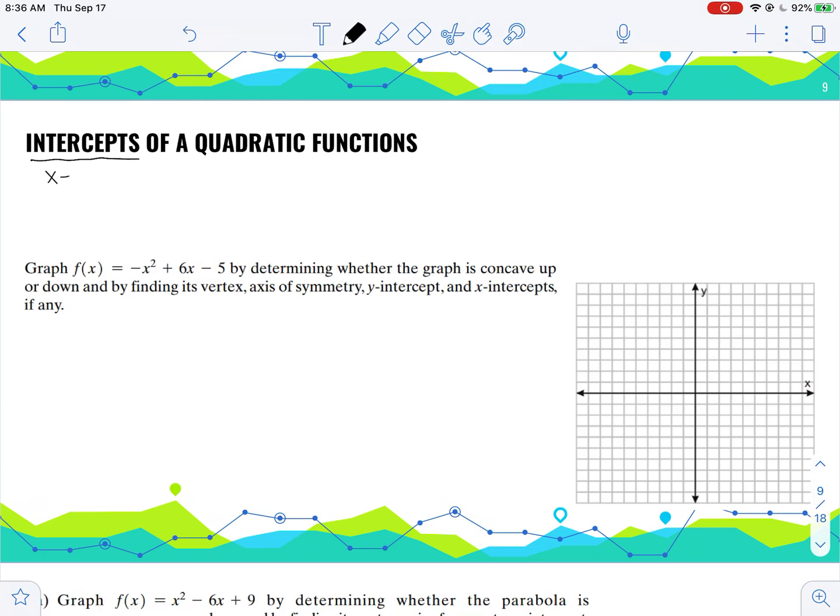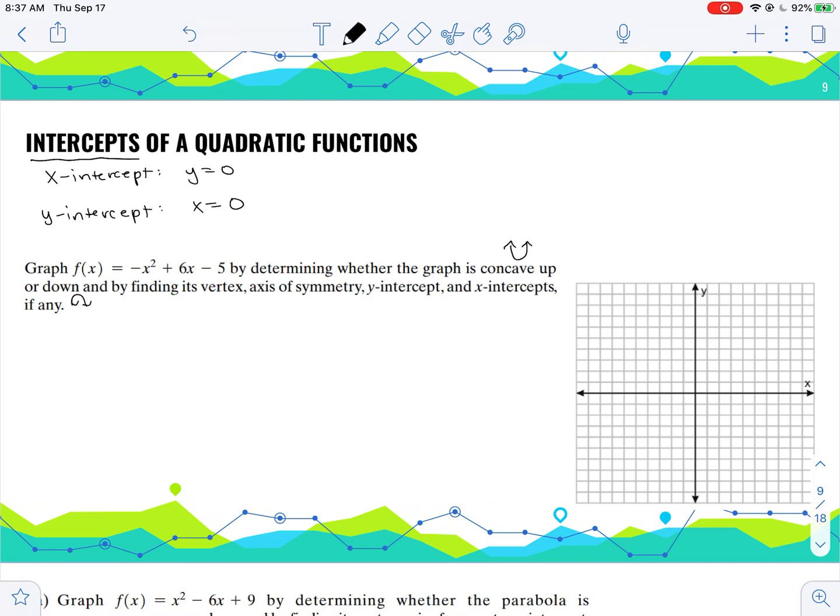Intercepts of a quadratic function. We've already learned how to find intercepts. To find an x-intercept, remember you let y equal 0, and to find a y-intercept, you let x equal 0. And that's going to be the same for our parabola. So if we want to graph f of x equals negative x squared plus 6x minus 5 by determining whether the graph is concave up or down, and by finding its vertex, axis of symmetry, y-intercept, and x-intercepts.